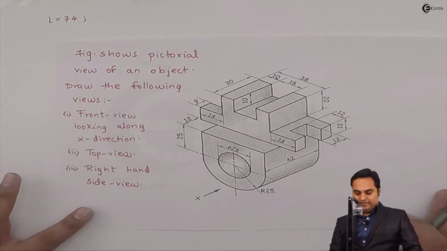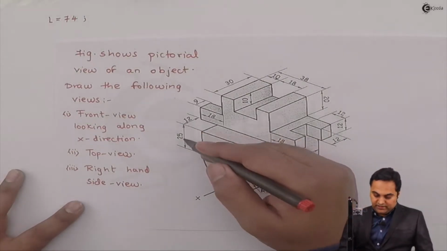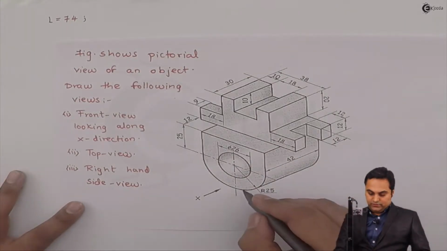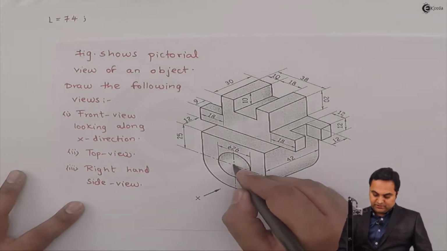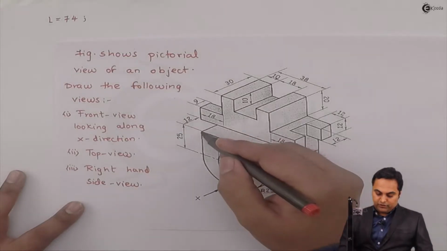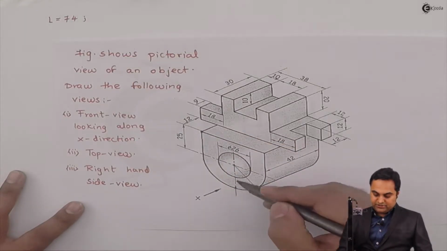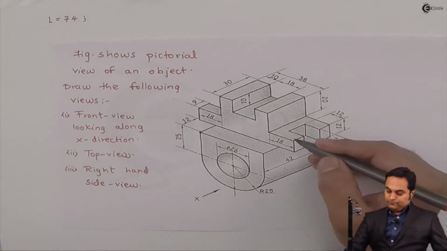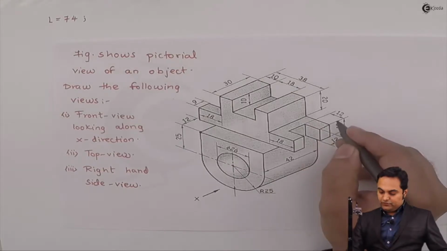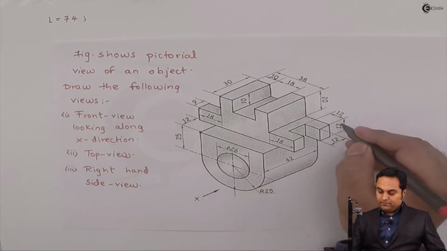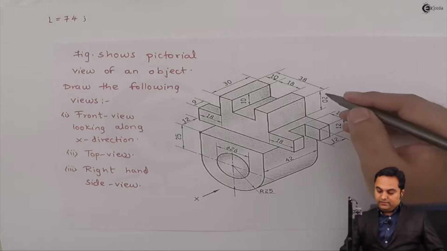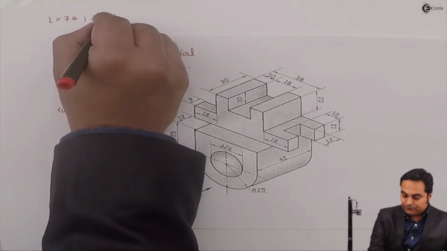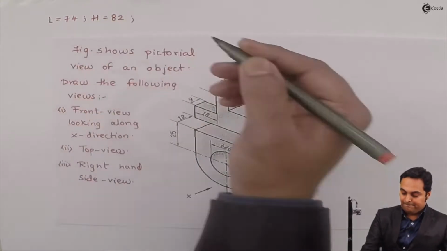Next, the total height. Here we have this distance as 25 up to the center, then the outer radius of the semicircle is 25. So from the top till here the height is 50. Next, this plate is of 12 mm height, so it is 50 plus 12 and plus 20, so that gives me the total height as 82 mm.